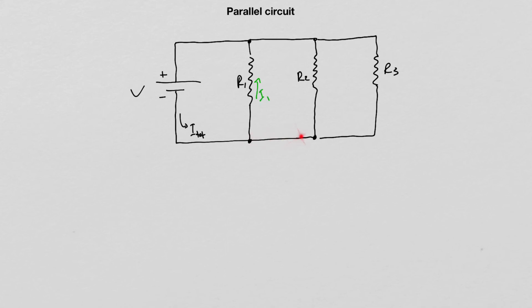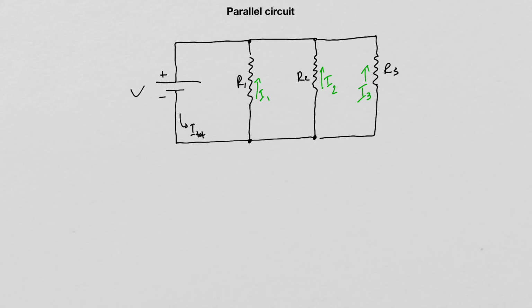What's left of the current here continues until it reaches that junction, where it splits again, and some of the current is going to flow through R2. So this current, let's call I2. What's left of the current is going to continue and it's going to flow through R3. So let's call this current I3.